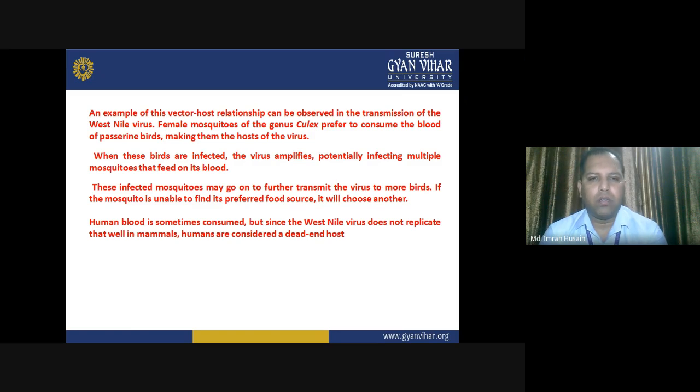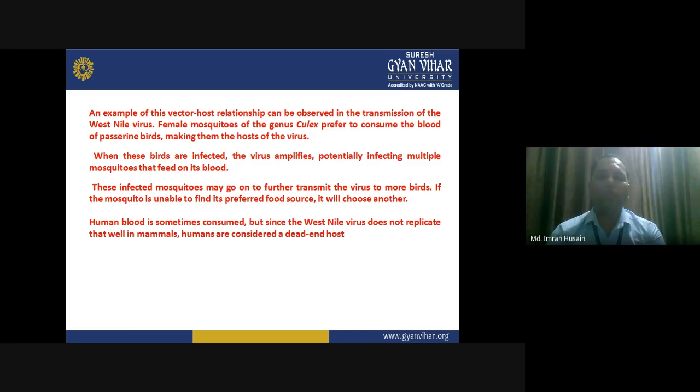When these birds are infected, the virus amplifies, potentially infecting multiple mosquitoes that feed on its blood. Okay, so female Culex have infested the bird population, and whichever mosquito after that feeds on the blood of the bird will become infected. These infected mosquitoes may go on to further transmit the virus to more birds. If the mosquito is unable to find its preferred food source, it will choose another.